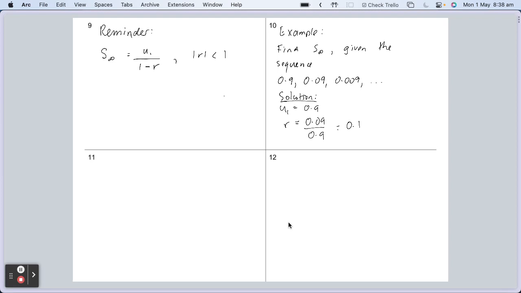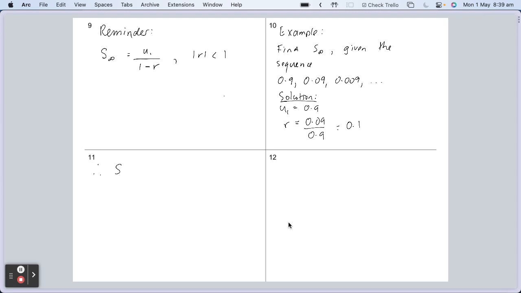Now, the example doesn't say that this is a geometric sequence, so you could repeat the action with the next two as well, so 0.009 over 0.09 to confirm. If you did that, you would see that it's also 0.1, so that's fine. So we're definitely seeing a geometric sequence here. We definitely have a common ratio that seems to be true for all terms on our limited knowledge. So that's fine. We've got those two things.